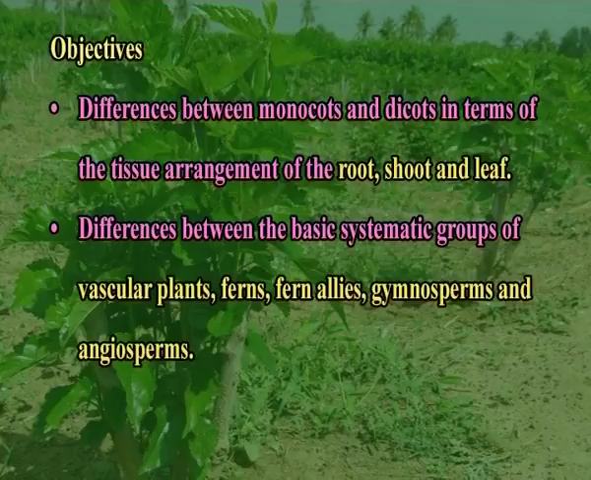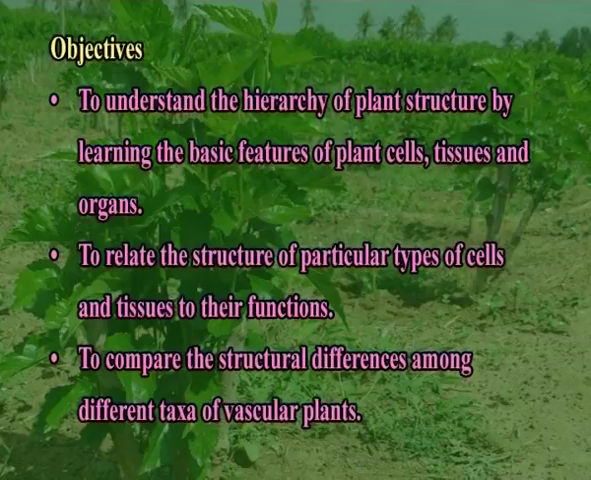Differences between the basic systematic groups of vascular plants: ferns, fern allies, gymnosperms and angiosperms. To understand the hierarchy of plant structure by learning the basic features of the plant cells, tissues and organs. To relate the structure of particular types of cells and tissues to their functions. To compare the structural differences among different taxa of vascular plants.